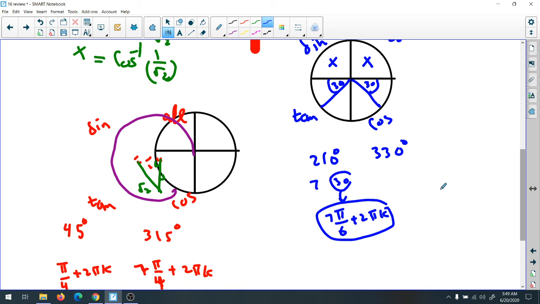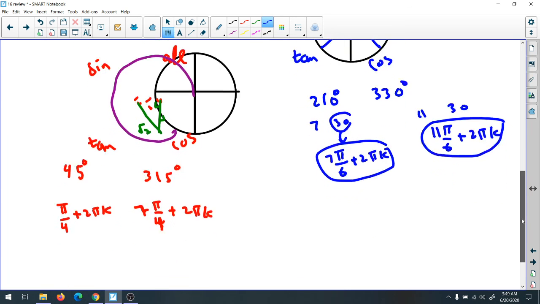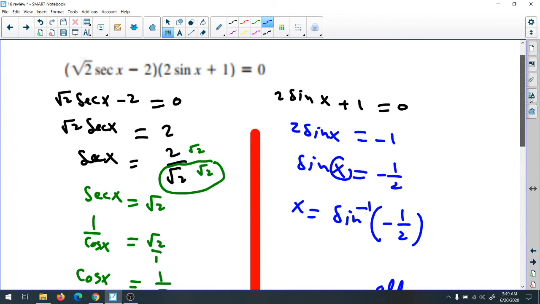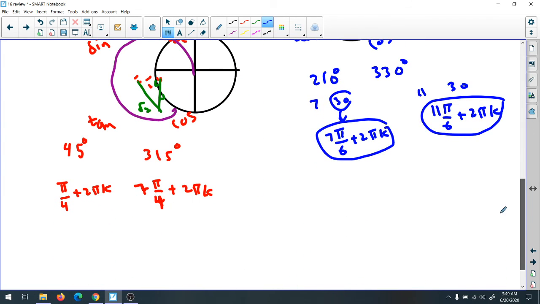330 is 30 times 11, and 30 is pi over 6, so we stick 11 here. So it will be 11 pi over 6 plus 2 pi k. So this is our solution here. I hope you got it. That's what we should do.